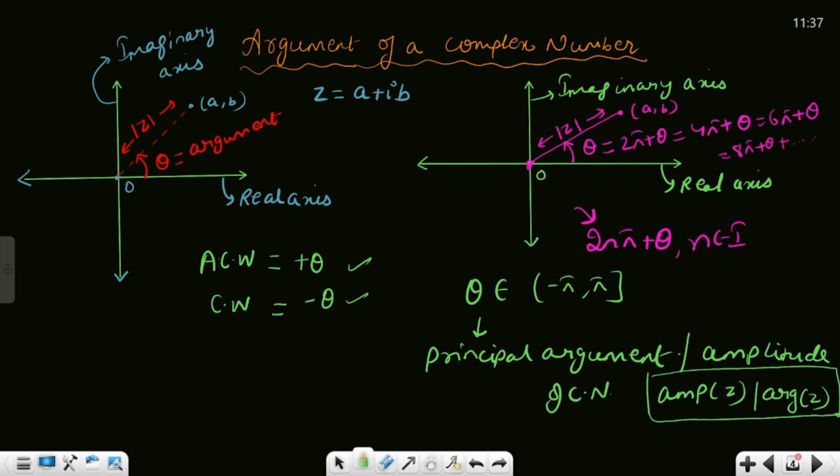Okay, amplitude can never be infinite. Amplitude will be unique only when our theta lies between minus pi to pi. It means not a general argument. It should be in the range from minus pi to pi, or basically we can say the principal argument. Principal argument always lies between minus pi to pi.